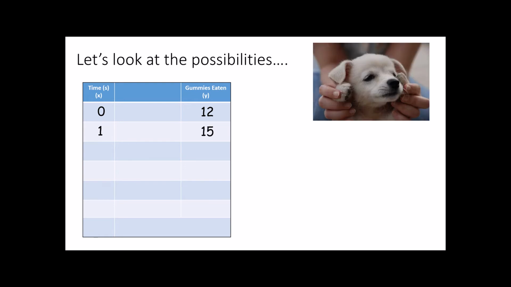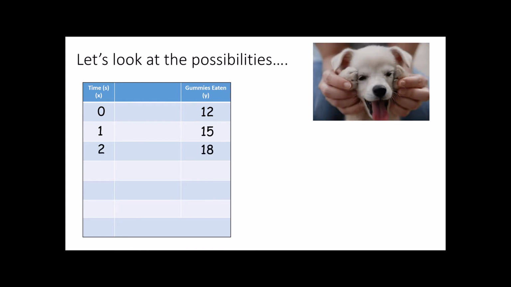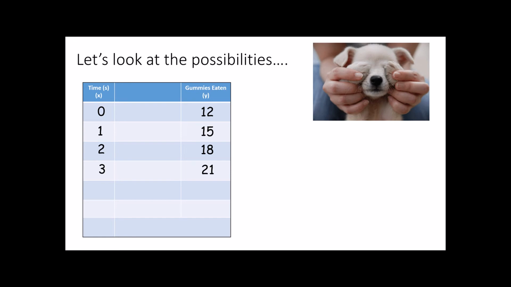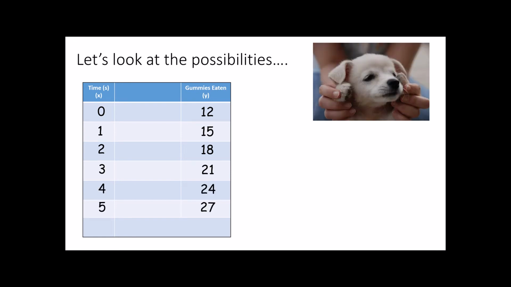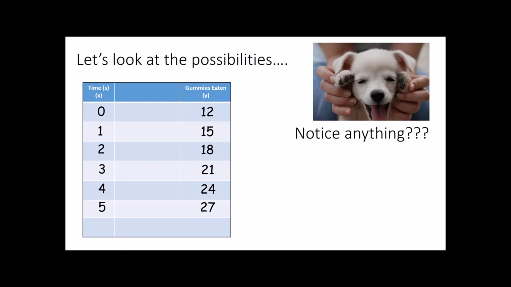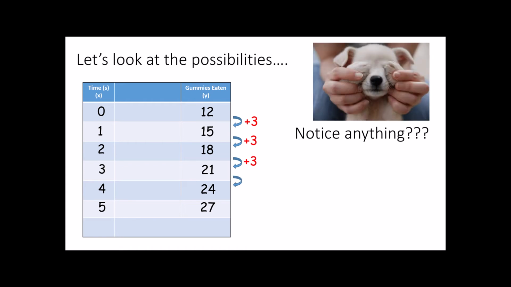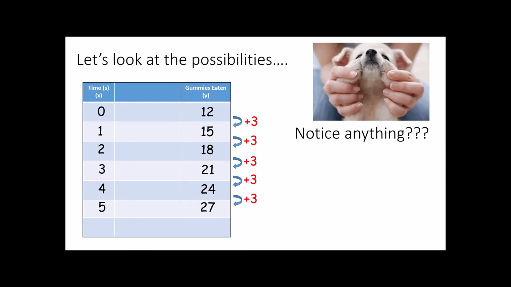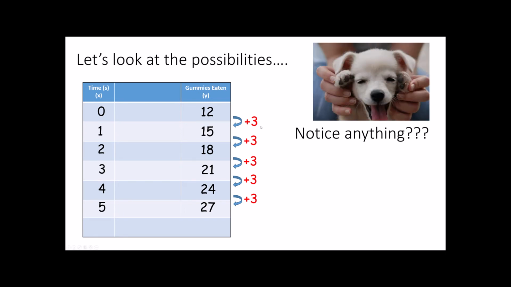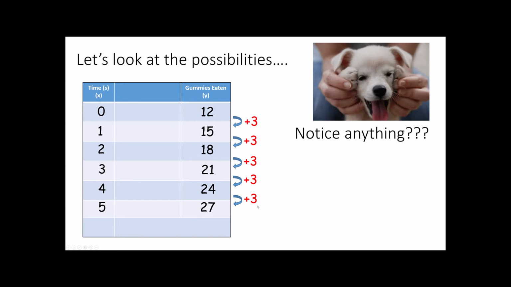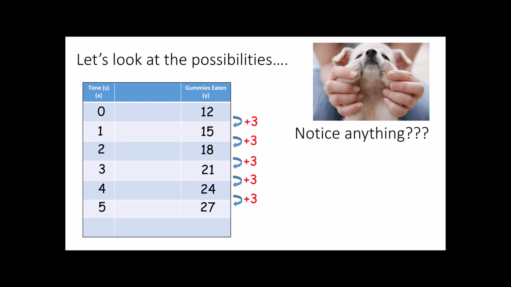So after 1 second passes, we have those 12 gummies he originally ate plus 3 more. And another second passes, now we're at 18. And another second passes, and another second passes, and another second passes. And hopefully, you notice that the pattern is occurring where we are growing by 3 gummies every time. Now, we've just illustrated what was told to us in the problem. Our rate of growth is 3 gummies per second. Let's think about this for just a moment.